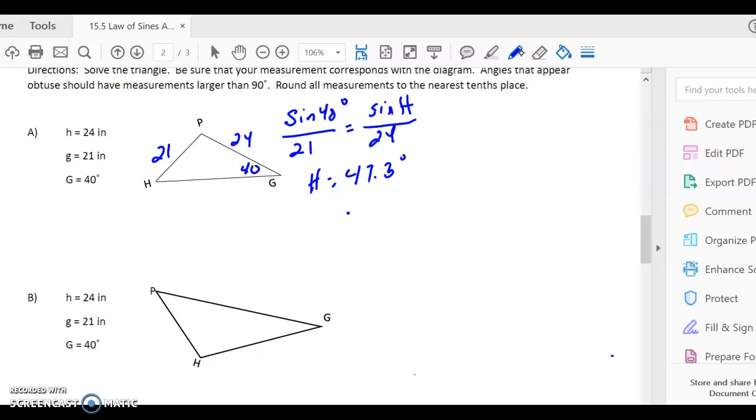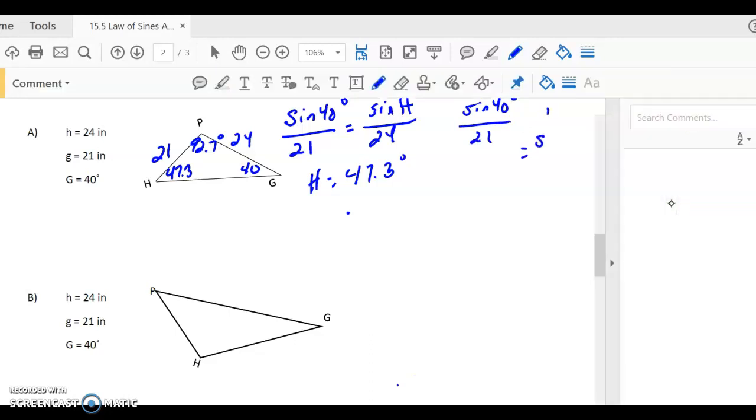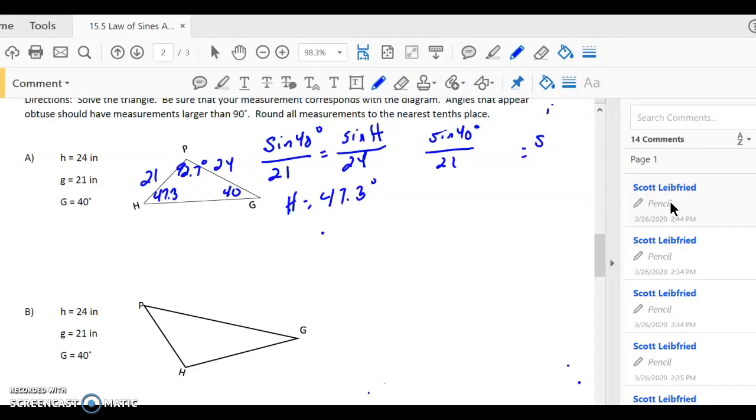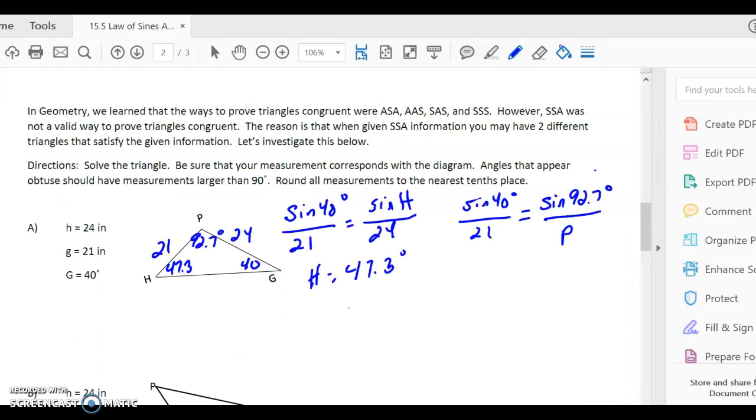Then we know this is 47.3. We can find 47.3 plus 40, add those together, and find the supplement of that to find this angle, 92.7. And then we can say the sine of 40 over 21 equals the sine of 92.7 over p. Again, we solve that. We're going to get 32.6.